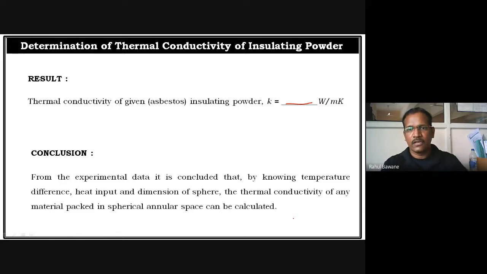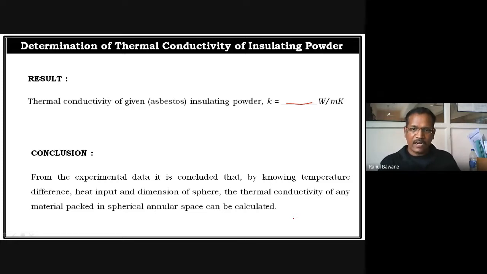This is our conclusion. Imagine, suppose I remove that asbestos powder and put in some sand. After conducting the experiment, we can identify the thermal conductivity of sand. If I remove the sand and put in chalk dust, then after conducting the experiment, I am able to identify the thermal conductivity of chalk dust. So the conclusion is not based on a result; it is what we learn.